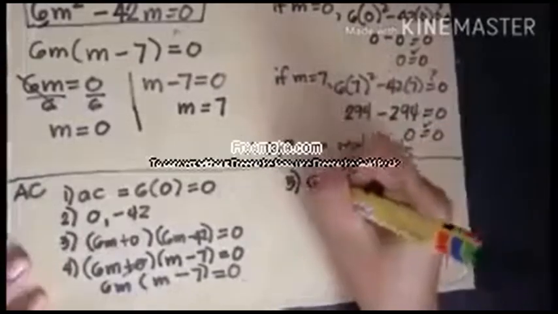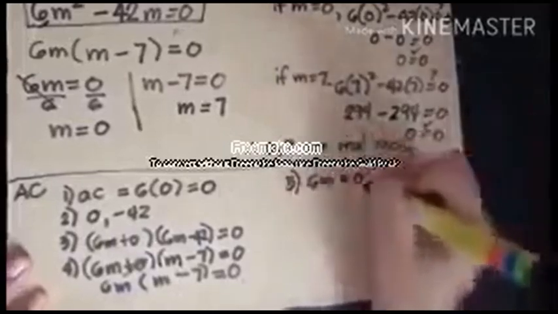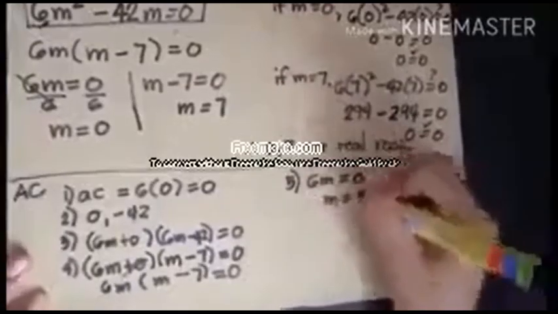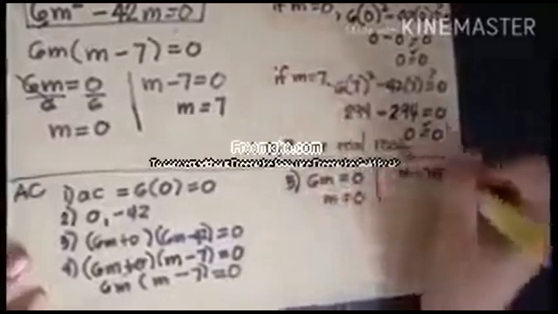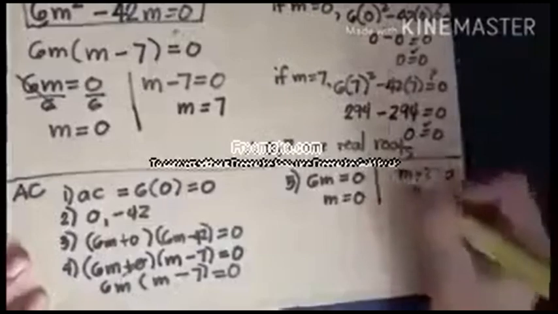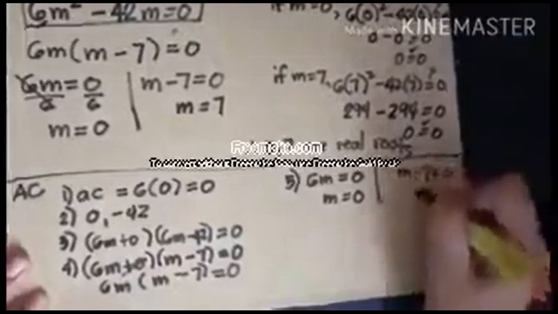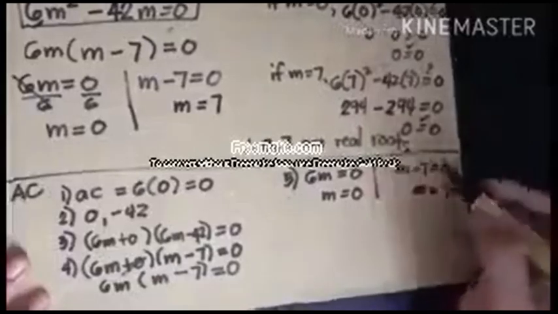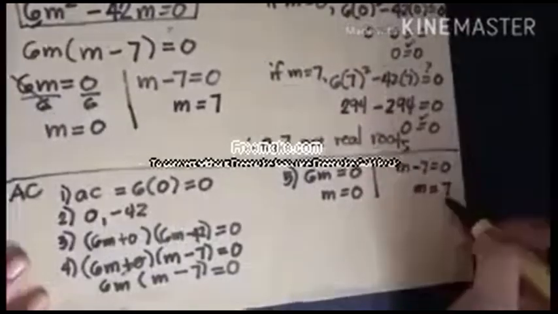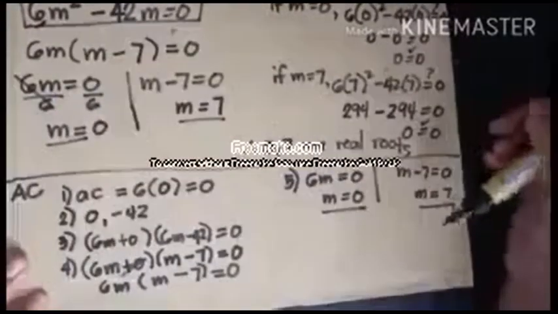So, you have 6m is equal to 0. I-solve na rin natin. So, divide both sides by 6. So, therefore, m is equal to 0. The other one is m minus 7 is equal to 0. Solving for m, transpose lang natin si m. So, pag nag-transpose, palaging tatandaan, magpapalit ng sign. So, from negative 7, magiging positive 7. So, as you can see, pareho lang yung lumabas na values ng m using the two methods.